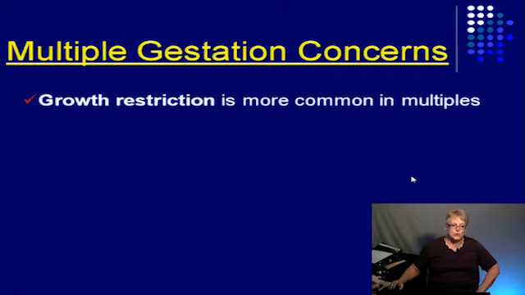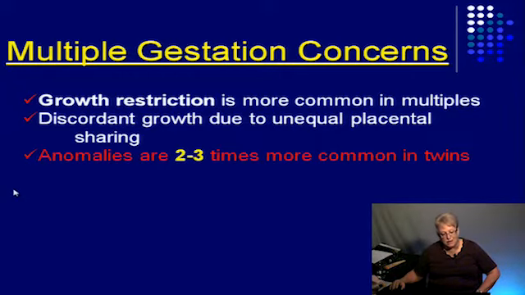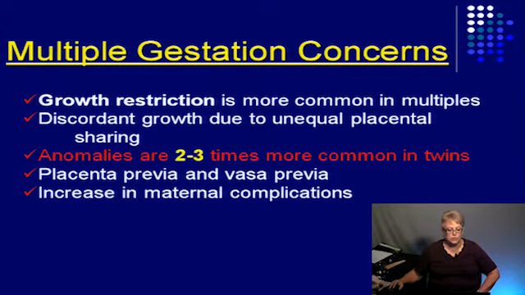So what are some of the concerns that we see with multiple gestations? Well, growth restriction is more common in multiples. Discordant growth due to unequal placental sharing, where one baby just physically has more of the placenta nourishment than the other one does. Anomalies are 2 to 3 times more common in twins. Placenta previa and vasa previa, more common in twins and in multiples.